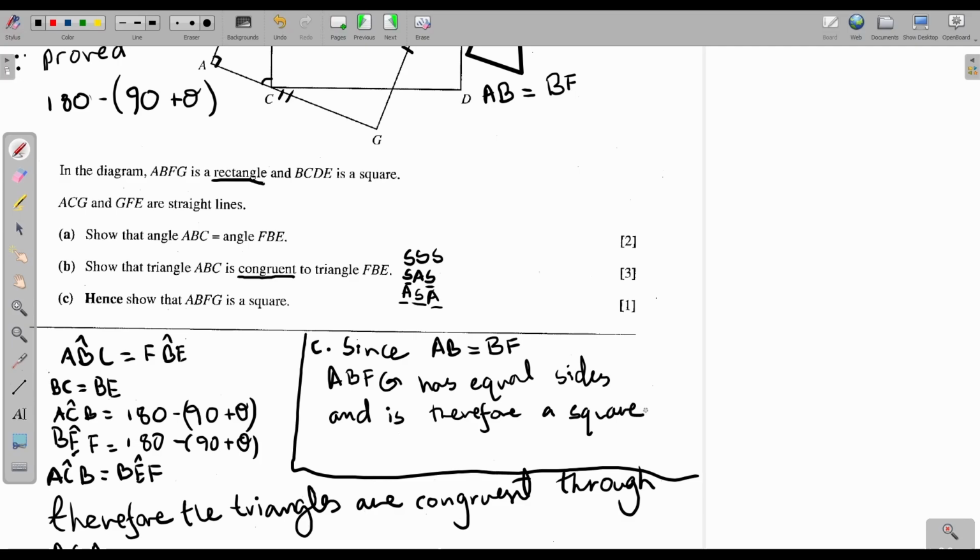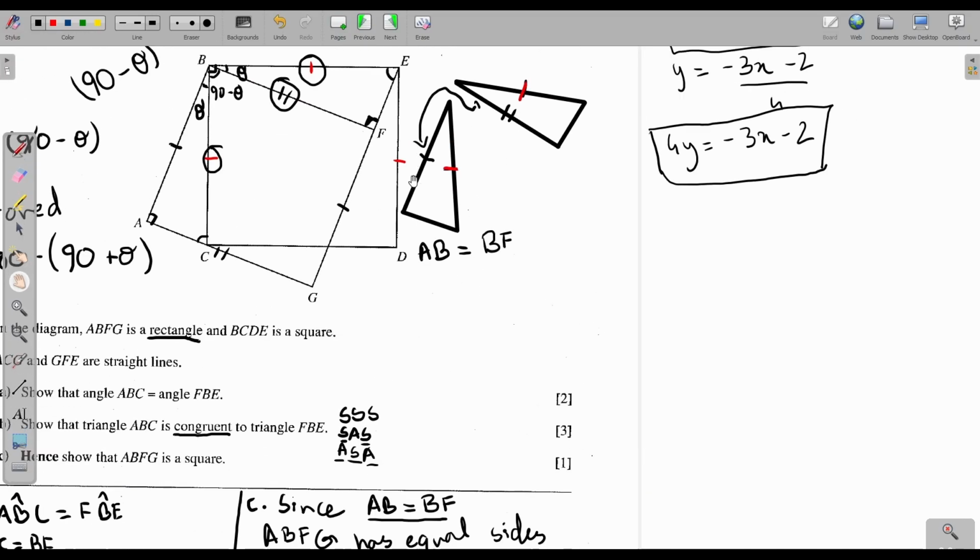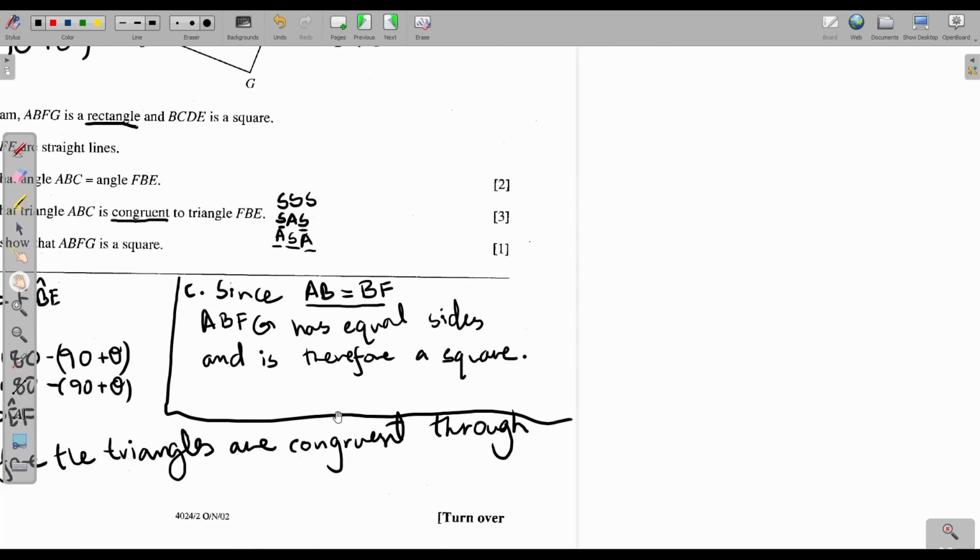I think that's roughly all you would need to say, but obviously this could be said in a much shorter or even a much longer way, as long as you're covering the key points. So since AB is equal to BF, ABFG has all equal sides, and therefore it is a square. I think that's the main part, that you need to identify that these two are equal, all of those are equal, and these two are two different sides. So that makes it a square.